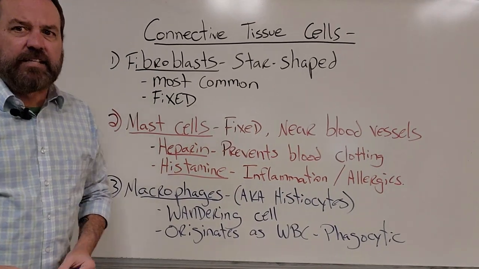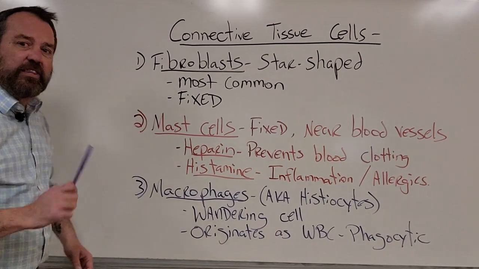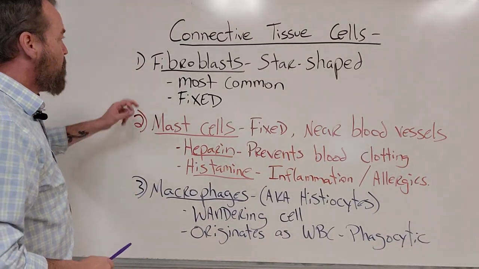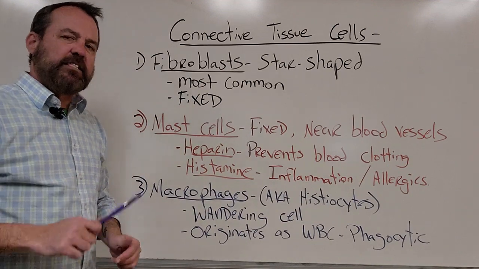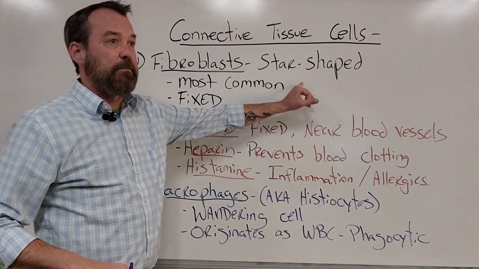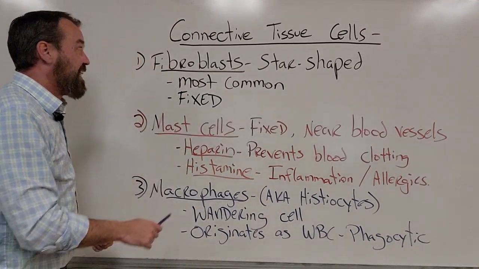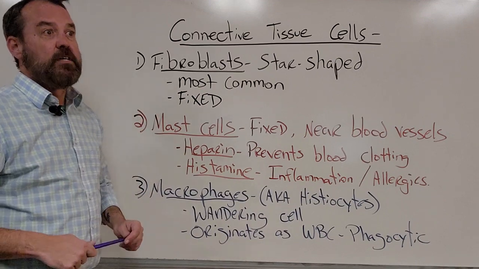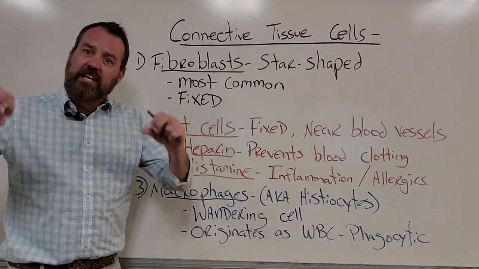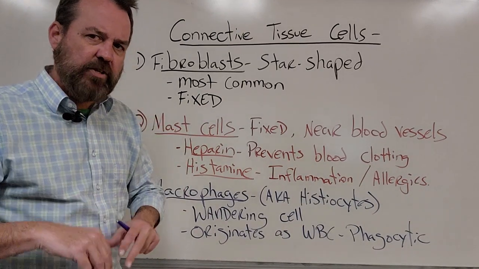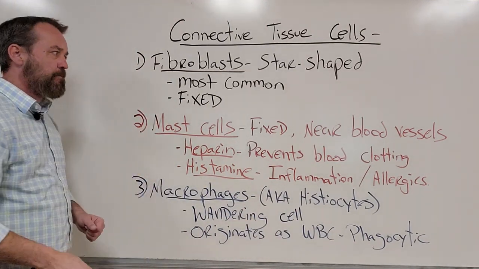We have a couple of cell types that we need to make a distinction on. We have three different types of cells that we associate with connective tissue specifically. Our first type is the fibroblast. One of the big things about fibroblasts is they are star-shaped, so they're super easy to spot and identify. They are the most common type of cell in connective tissue, and they are fixed cells, which just means they're stuck in place. Wherever they're at, that's where they do all the functions that they need to do.